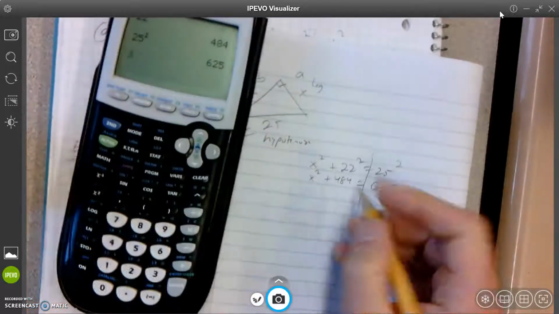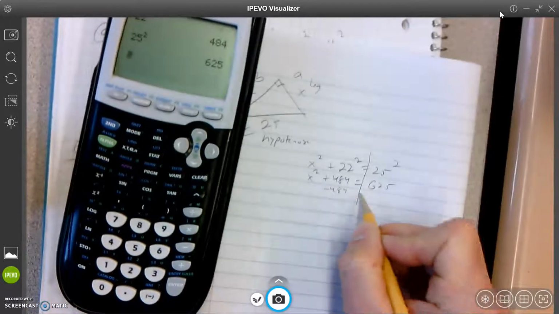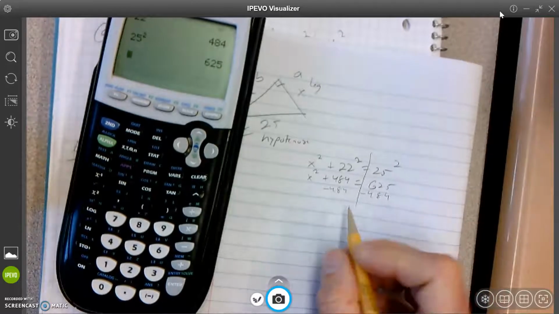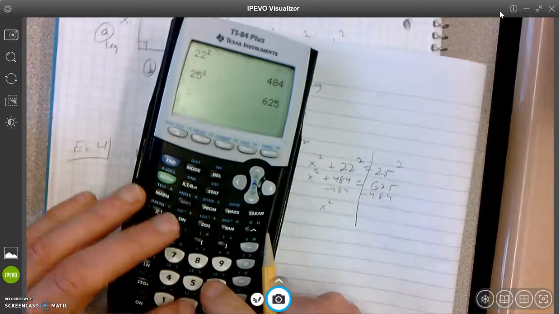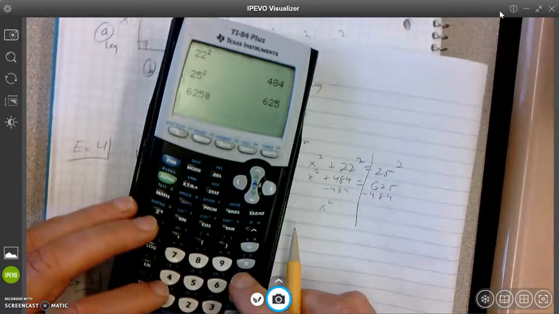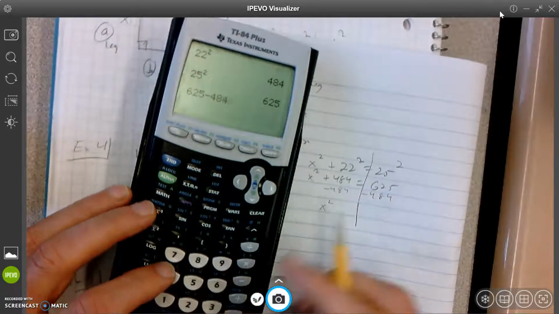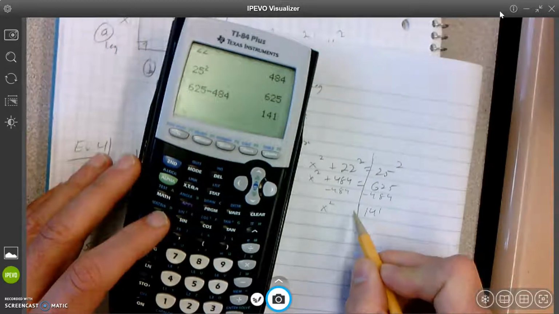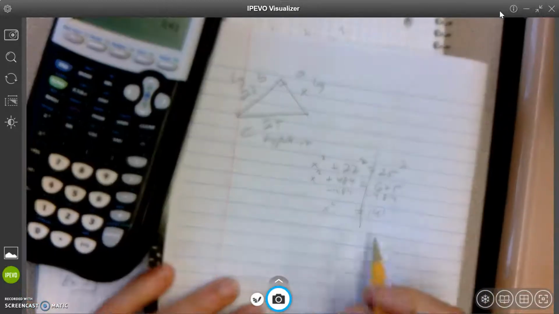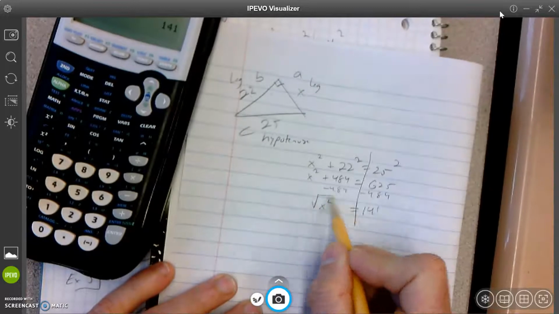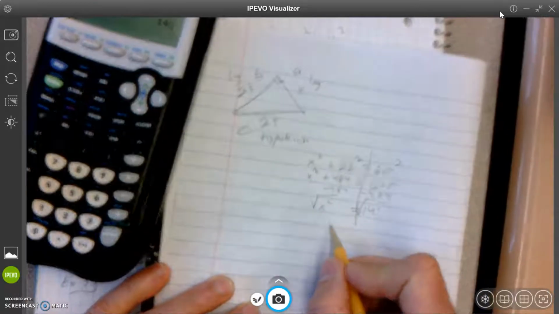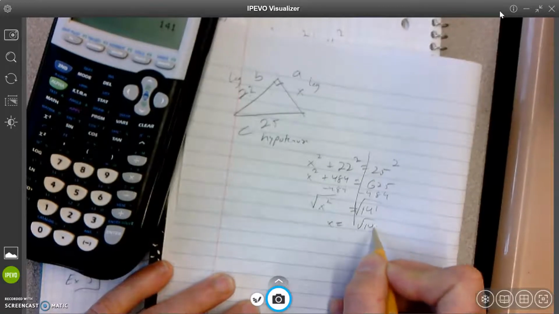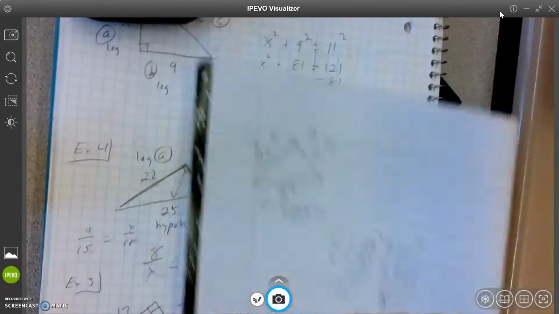Notice I'm doing the whole problem out. I'm doing it from scratch, just like it would be on the quiz, just like I'm doing a quiz right now. Okay, so I'm going to subtract these two. 625 minus 484. And I get 141. Okay. So I'm going to square root both sides, because squaring and square root are opposites, I remember. X equals square root of 141. Did I get it right? Yeah, nice. I got it right.